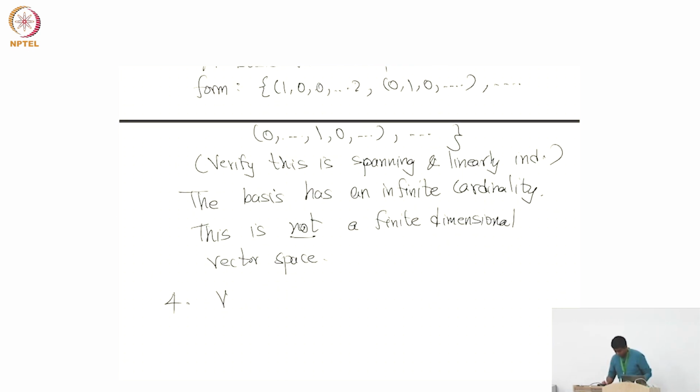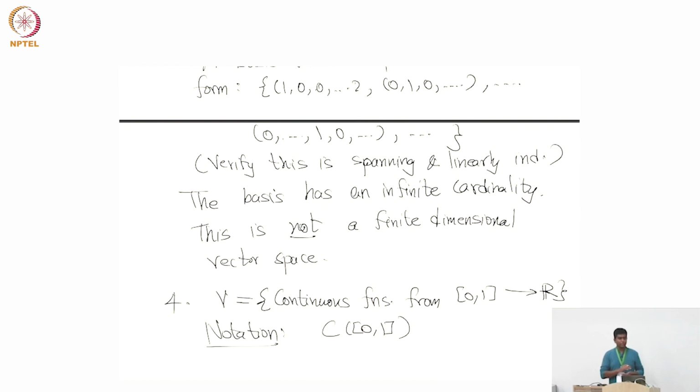Let's consider the vector space of continuous functions from 0, 1 into R. So usually the notation for this is C on 0, 1. That's the notation. This stands for continuous. Sometimes people might put a C0 also, but if it's not there, that's okay also. It's C of 0, 1, and this just tells you where the domain is.